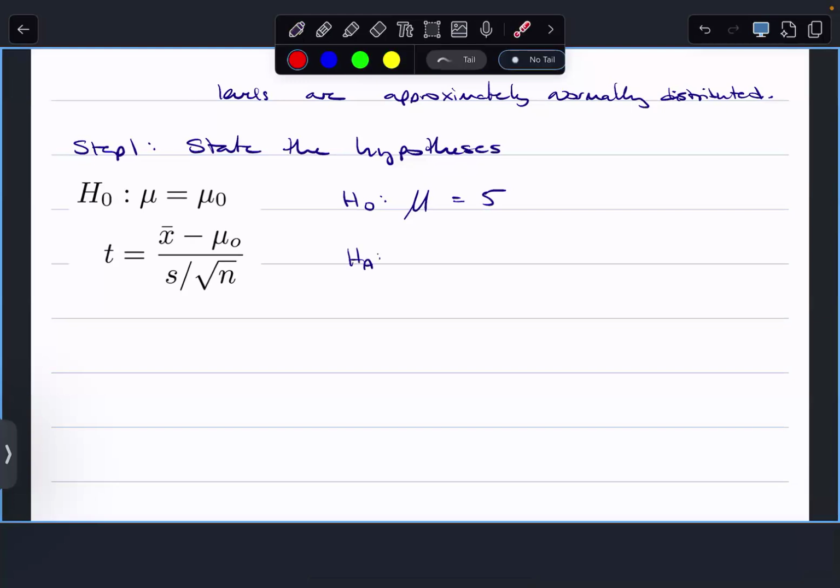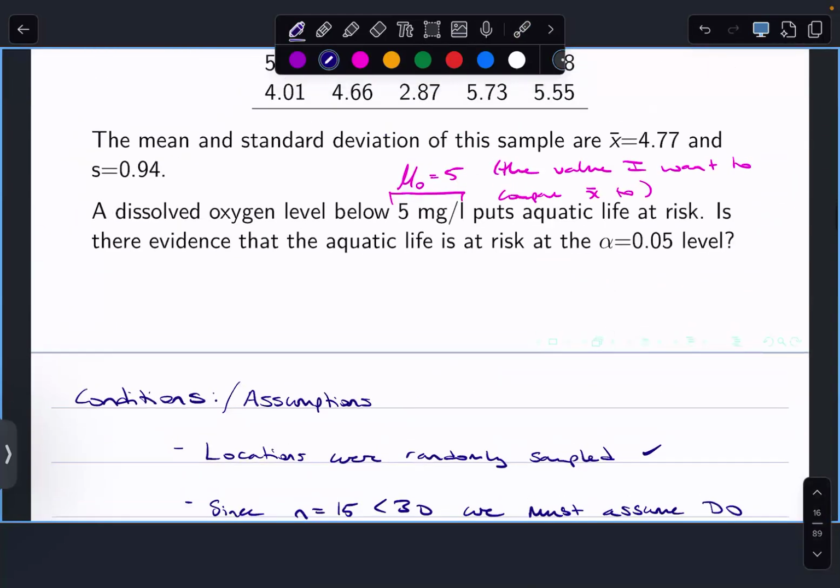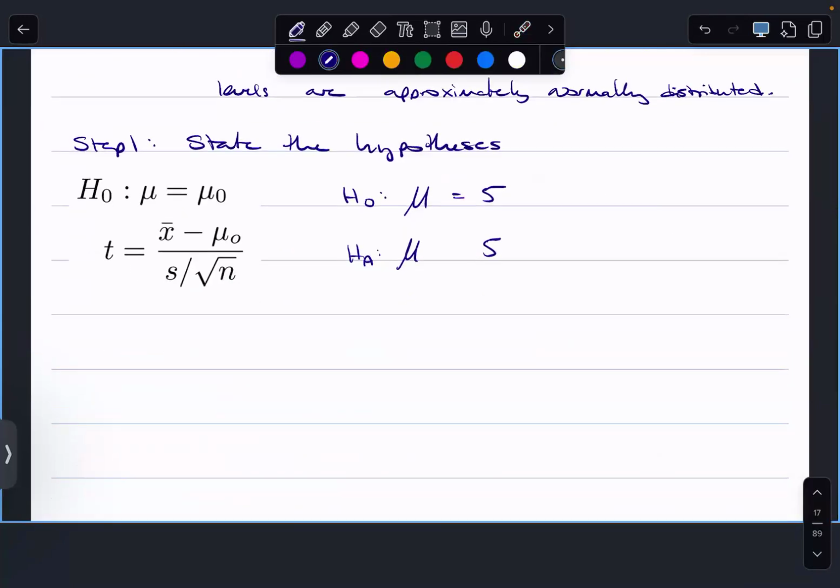The alternative hypothesis has to be about mu, and it has to be about 5. The only thing that changes is the sign here. So mu and 5, a dissolved oxygen level below 5. I'm not concerned if it's significantly higher than 5, although 4.77 is less than 5, but we're concerned that it's significantly less than 5. This is one of those scenarios where we're really hoping that I don't have enough evidence to reject H naught, because that would be really bad. This is when all the fish die. I'm hoping that everything's just hanging out around 5 and it's all good.